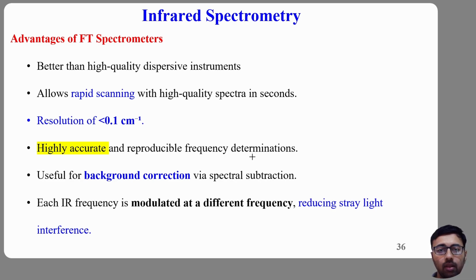In dispersive instruments, stray light can create serious distortions. FTIR systems dramatically reduce stray light interference. This improves baseline stability and quantitative accuracy.